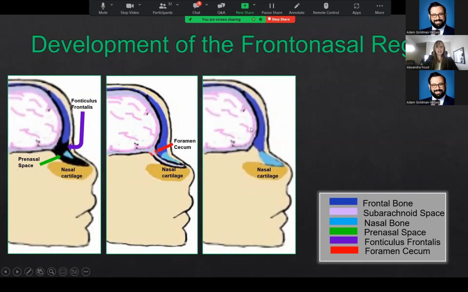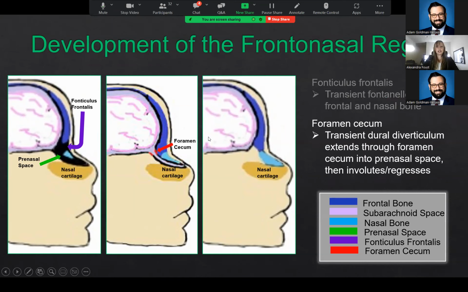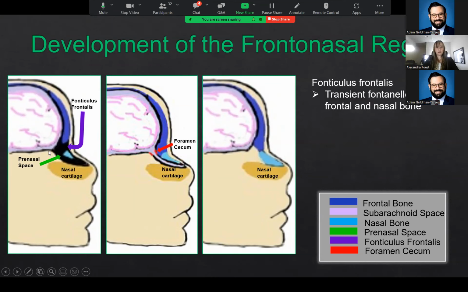And so in fetal life, you have a couple of transient neuroforamina. So the first one is the fonticulus frontalis, which is going to be this transient space that exists between the frontal bone and the nasal bones. And you also have a prenasal space, which is going to be positioned between the nasal bones and the nasal cartilage. So these are kind of potential fetal spaces that basically get obliterated by the time you get to the adult patient.